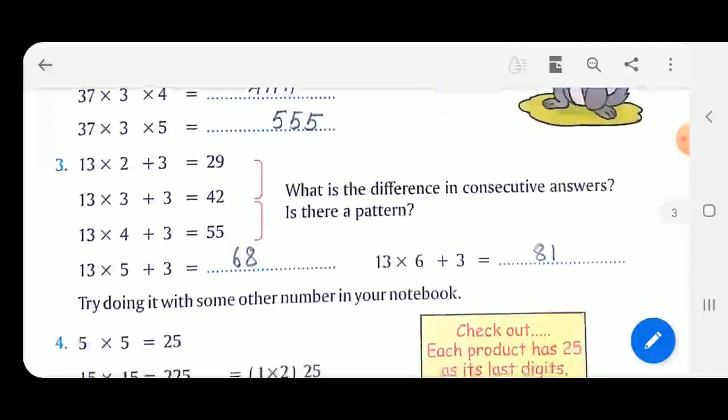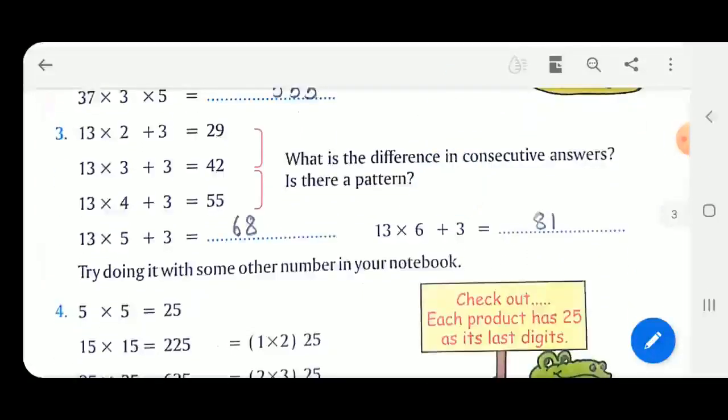Then the third one, 13 into 2 plus 3. 13 2s are 26 plus 3, it will be 29. Similarly, 13 into 3 plus 3. 13 3s are 39 plus 3, it will be 42. See, the difference is 13. So 42 plus 13 you will get 55. 55 plus 13 it will be 68. Similarly in the next one.